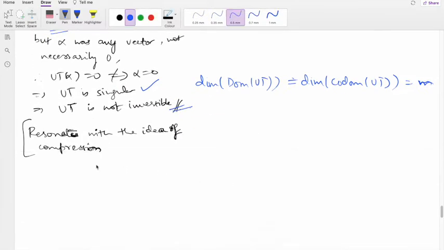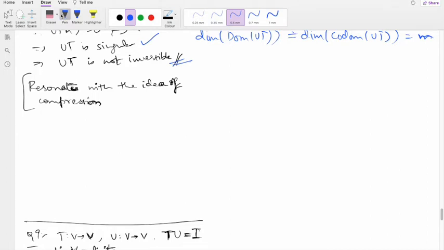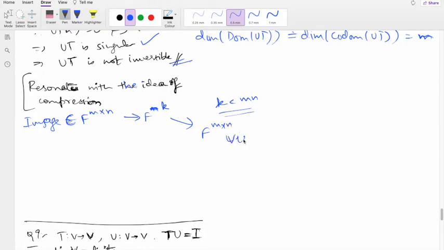For example, let's say you want to send a signal through a low dimensional channel, like image compression. The image belongs to some space F^(m×n). What you're trying to do when you compress is make this into some k-dimensional space where k is strictly less than mn, to save space. And then you try to bring the image back to your F^(m×n) space to actually view the data.